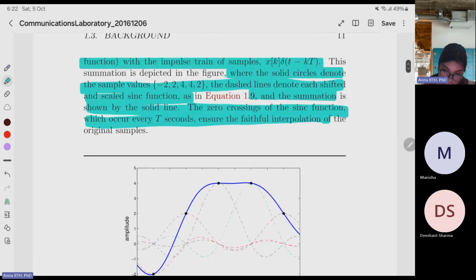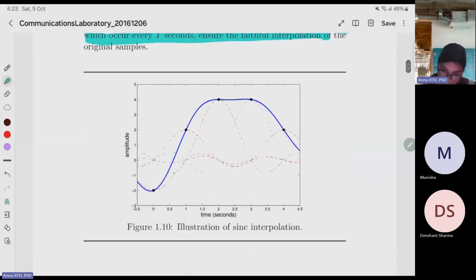Summation is a convolution of the low pass filter response. It's actually a low pass filter response. It means convolution of low pass filter response, a scaled sinc function with impulse. A dashed line denotes each shifted and scaled sinc function. So see, first you have this orange, then this, and finally the summation. This is an illustration of sinc interpolation, how the interpolation works.